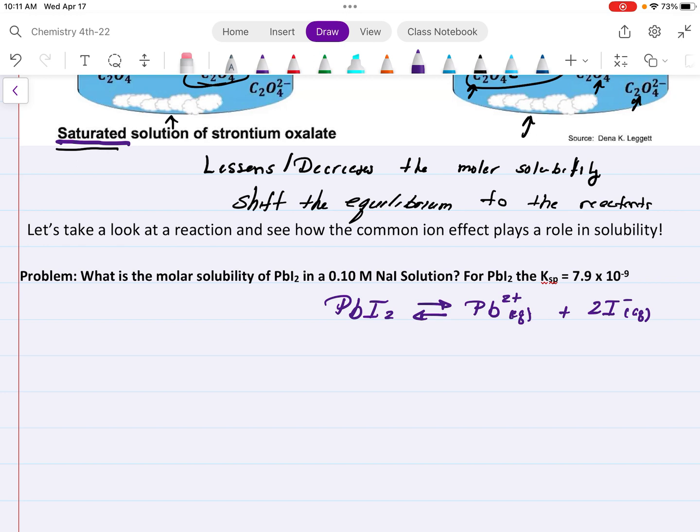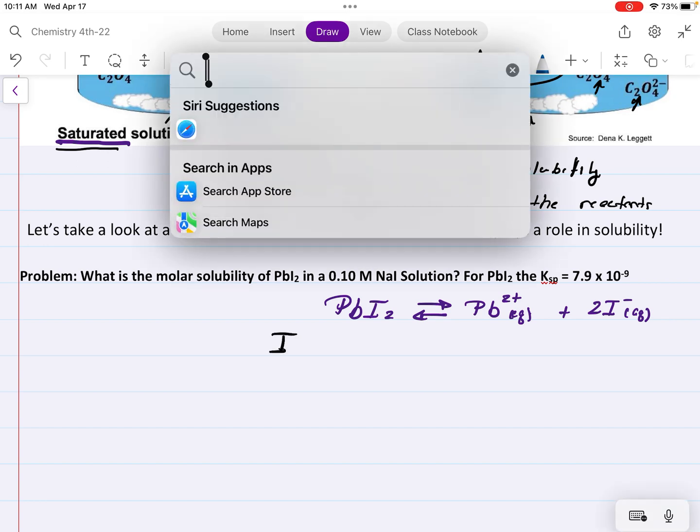Don't fall into the trap of thinking, well, it's splitting apart, I know that iodine is diatomic, and then writing this as I2. That's incorrect because, again, you're not breaking bonds. You're not decomposing the molecule. You're simply dissolving and dissociating the ions. So here is our reaction. Now, if we're going to set this up, we're going to set it up with our ICE chart.